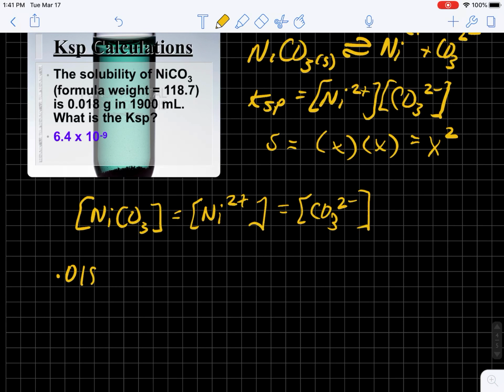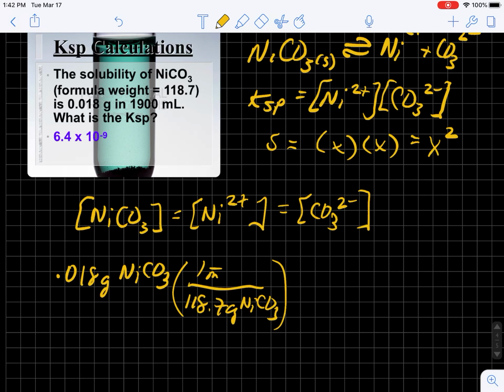Starting out with 0.018 grams nickel carbonate, and I want to convert that to moles. So I know that 118.7 grams of nickel carbonate is 1 mole. Divided by 118.7, I get 1.5 times 10 to the minus 4 moles. And do my conversion, 1900 milliliters to liters.